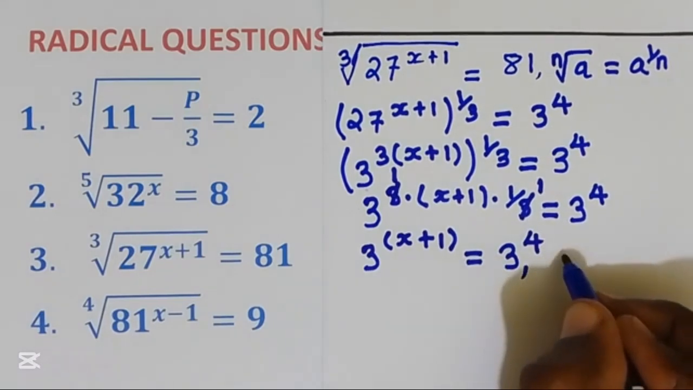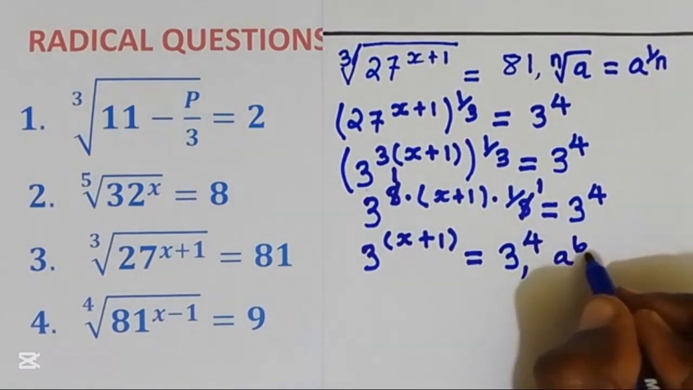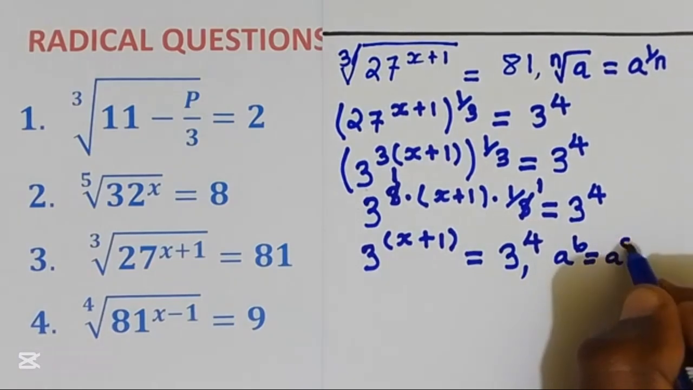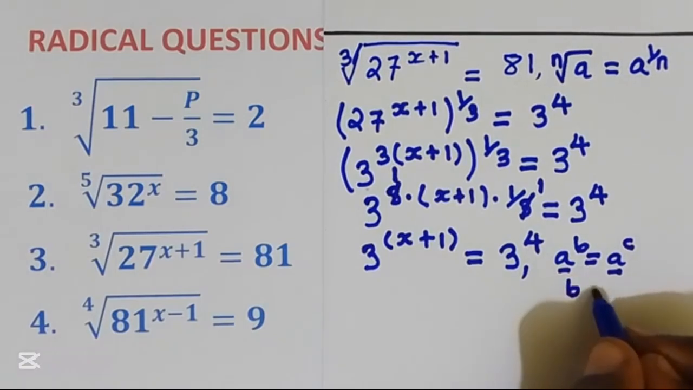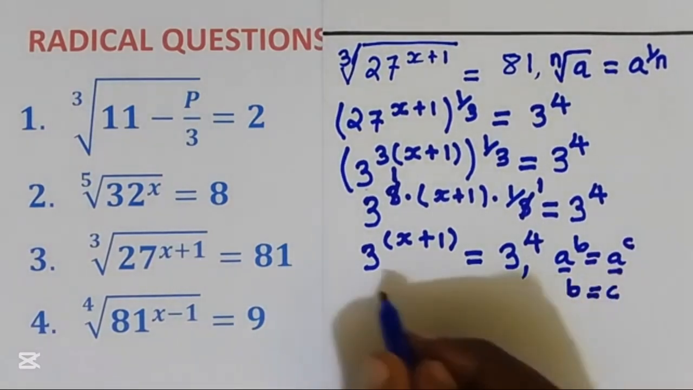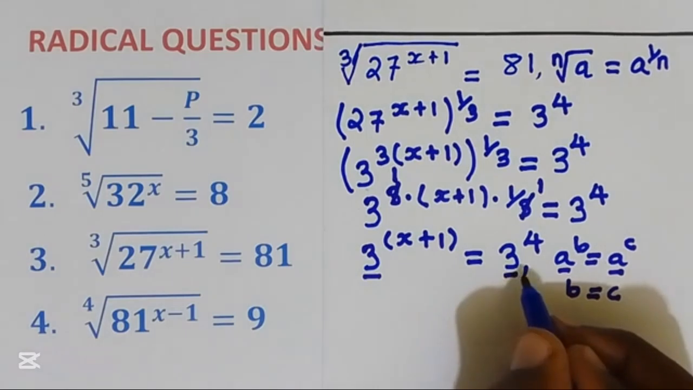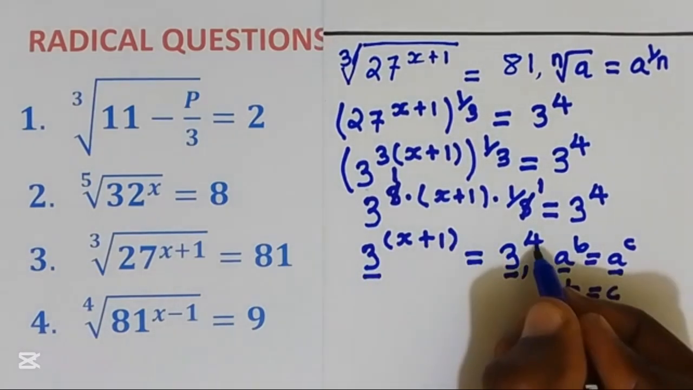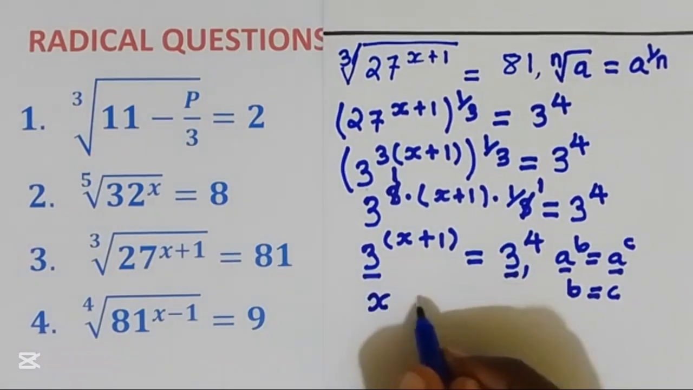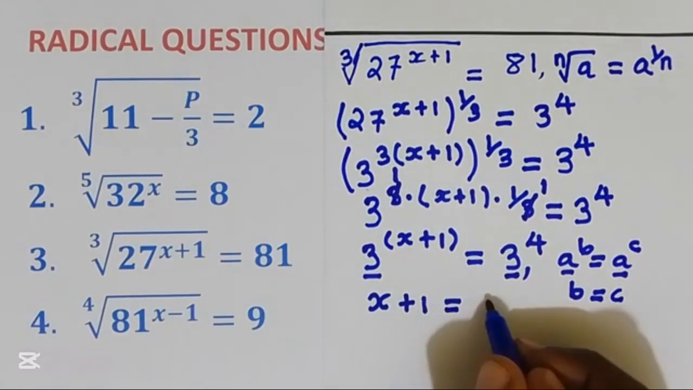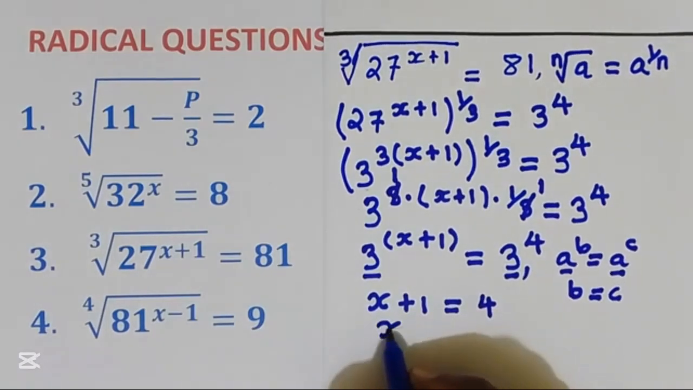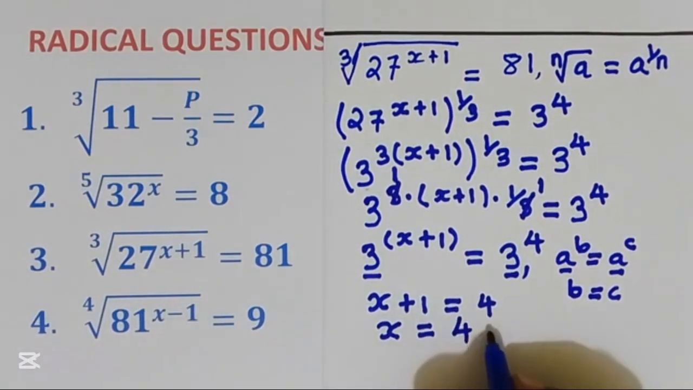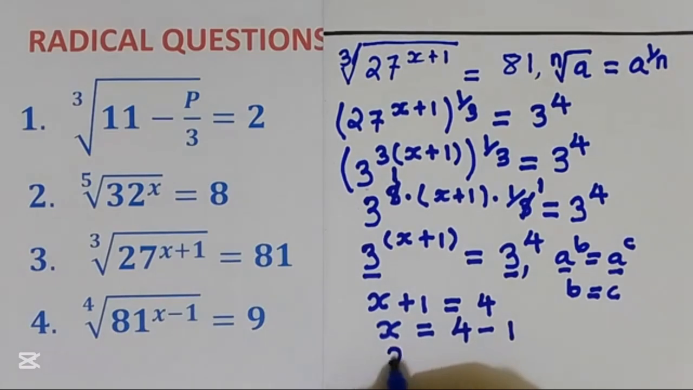We know that if we have a power b equal to a power c, and we have the same base, the powers are equal. Now b is equal to c. We have the same base of 3. Now x plus 1 is equal to 4. Take 1 to the right hand side. We are going to get x is equal to 4 minus 1. We got x is equal to 3.